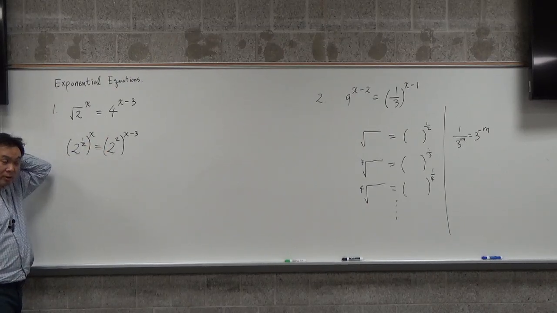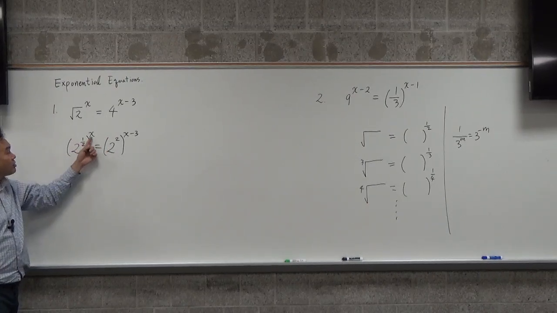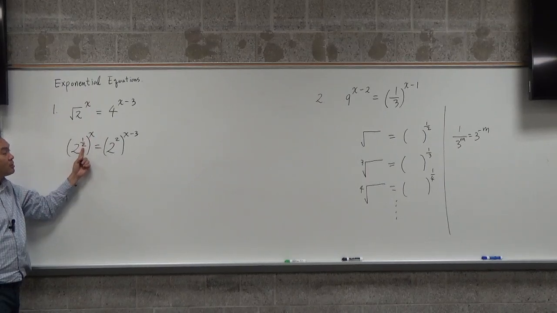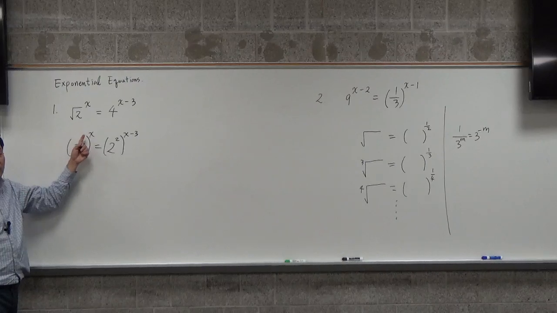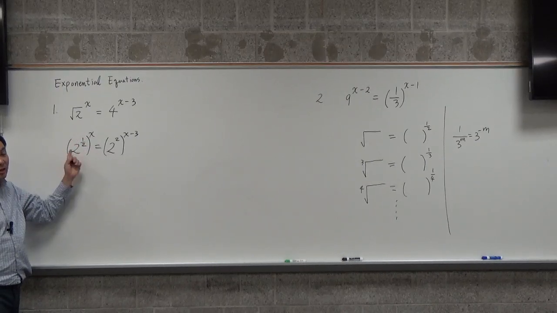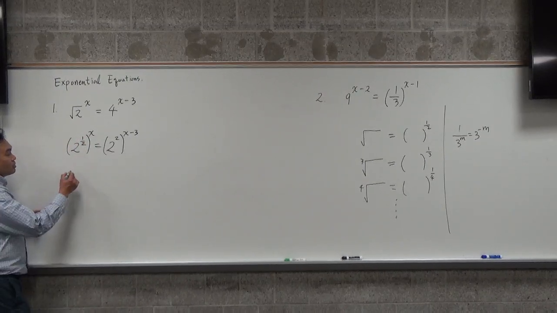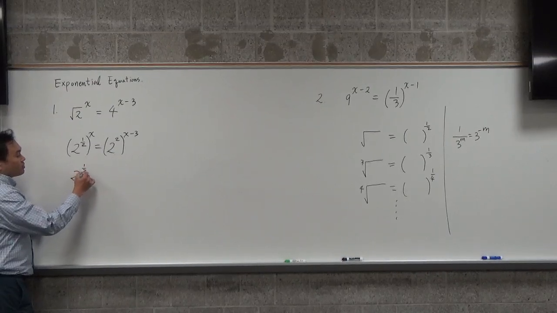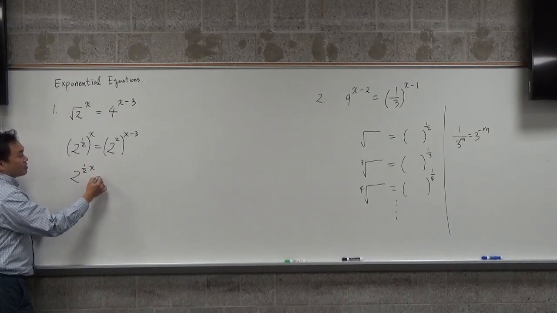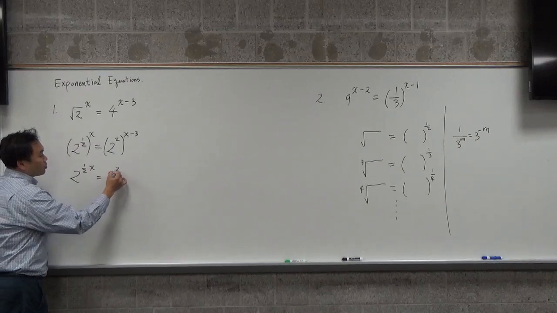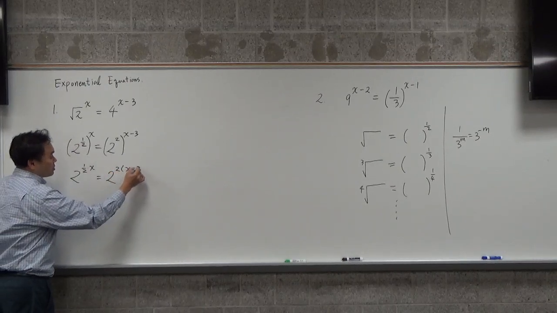2 squared. Now, if you have an exponent outside the parentheses and inside the parentheses like this, what happens? They don't add, they multiply. So it's 1/2 times x, and here 2 times (x minus 3).